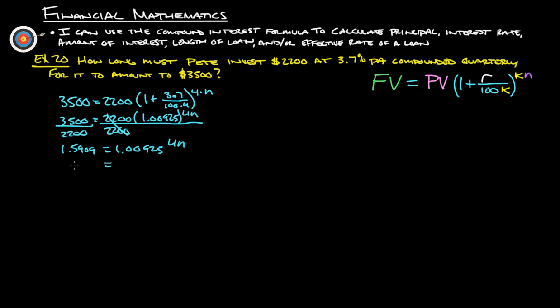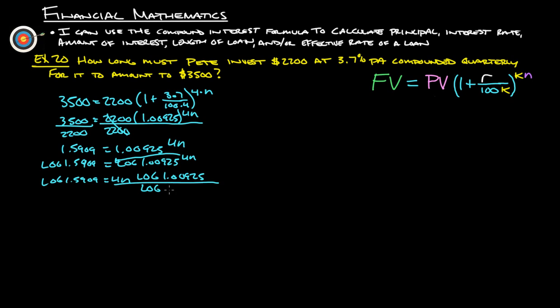Log both sides. Log 1.5909 equals log 1.00925 to the 4n, right? And remember, this 4n is going to come out front here, so it's 4n log 1.00925 equals log 1.5909, right? So to get 4n by itself, we've got to divide both sides by log 1.00925.